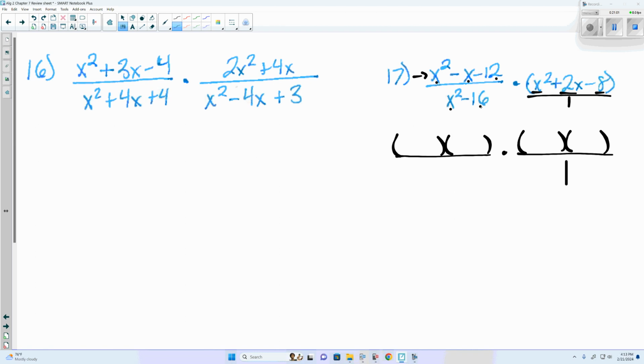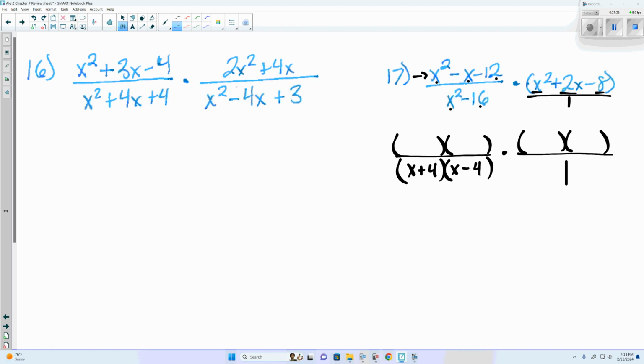And the last one, x squared minus 16. There's not a greatest common factor. And even though there aren't three terms, we do have an x squared and a constant term. X squared is a perfect square, x and x. 16 is a perfect square, 4 and 4. And since they're being subtracted, it is a difference of perfect squares.